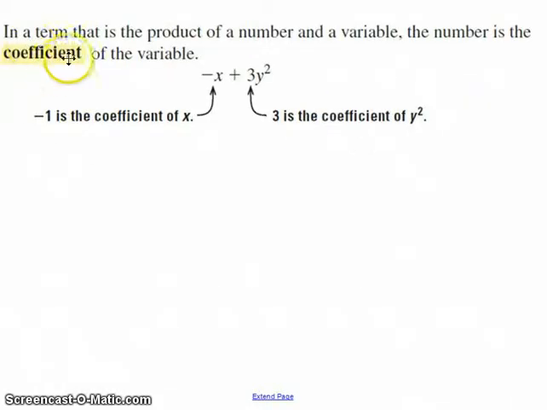One other vocabulary word to make sure everybody's clear on, and that's coefficient. I'm going to talk about these in the opposite order, these two terms. The 3y squared term, the coefficient is the number in front of the variable. So 3 is the coefficient on the 3y squared term. For the first term here, x, if you have a minus sign in front of anything, you can think of that as being multiplied by negative 1. So we're going to say that the coefficient on this x is negative 1.